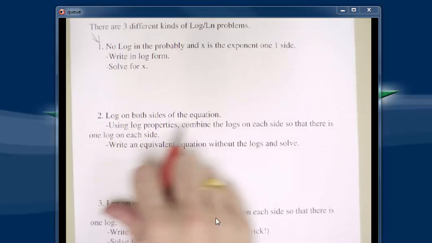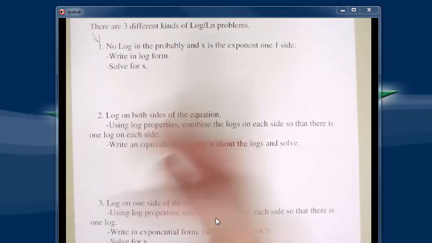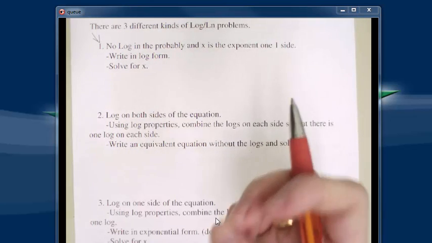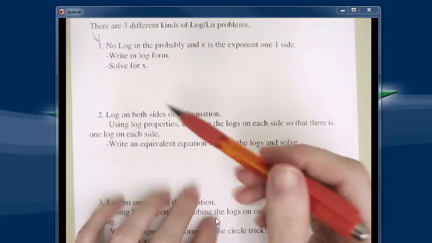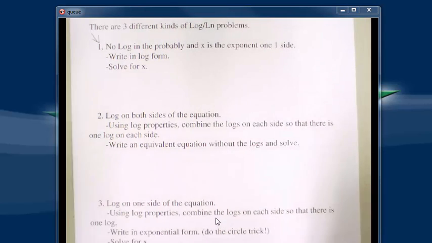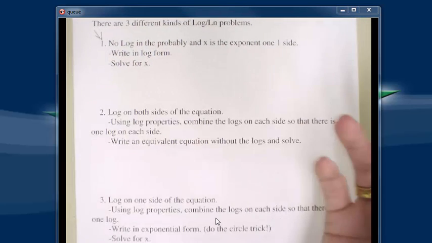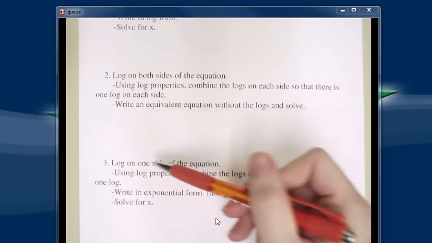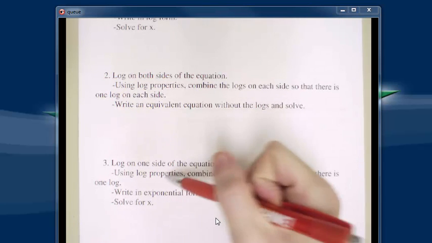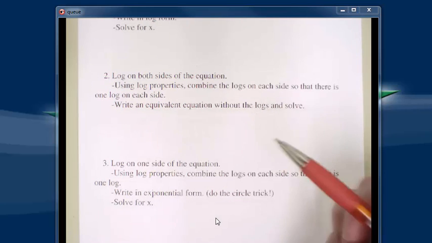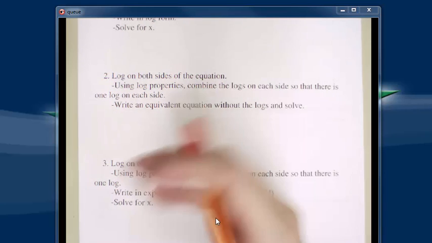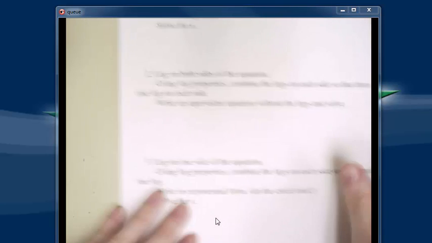Problem next, log on both sides. Now, simplify it so it becomes just one log on each side, and then when we have the same base, that they both have a log, you can drop those, okay? And then continue to solve. And number 3, log on one side, you're going to use the log properties that we did last time, push those together, then you'll turn it into exponential. So let's do some of this. So we've already done choice 1. We're going to do choice 2.